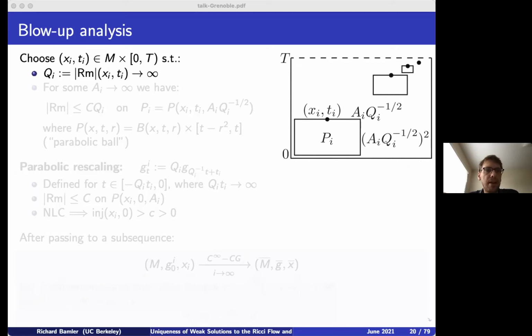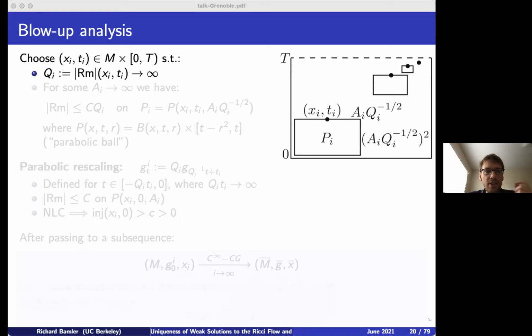So what do I mean by points running into a singularity? Well, I mean that if I take the curvature at these points, then the curvature goes to infinity. Right? So we know a singularity occurs where the curvature blows up. I just want to take a sequence of points whose curvature goes to infinity. Right, so I can always do this if I have a singularity. And then I need something a bit stronger than that.